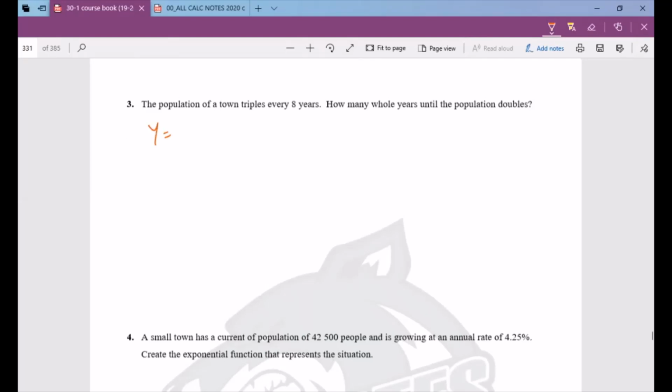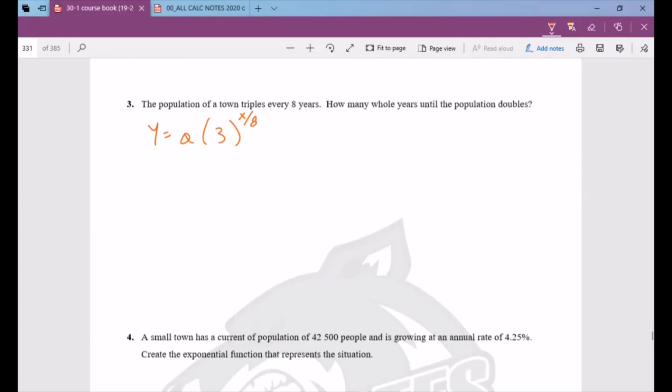So y is equal to a, where a is your initial value. We know we multiply by 3 every 8 years. So your base is 3, exponent is x over 8. How many years until the population doubles?